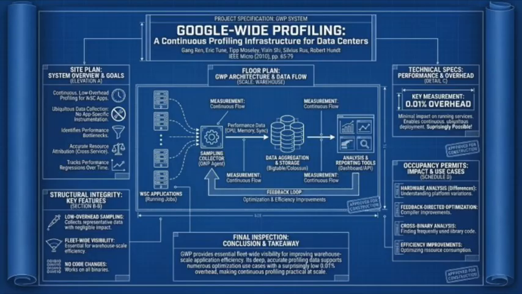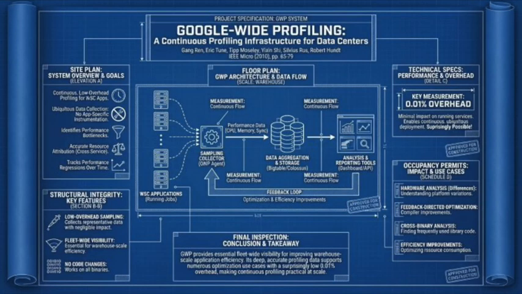Okay, so to handle this kind of scale, GWP had to be a whole infrastructure, not just a single tool. Right, it's a full-on distributed system. And if we look at the blueprint, it's made up of several core components. You have the collectors, the daemons on every machine, a centralized binary repository, the symbolizer, the profile database, which they call an OLAP cube, and a web server interface.